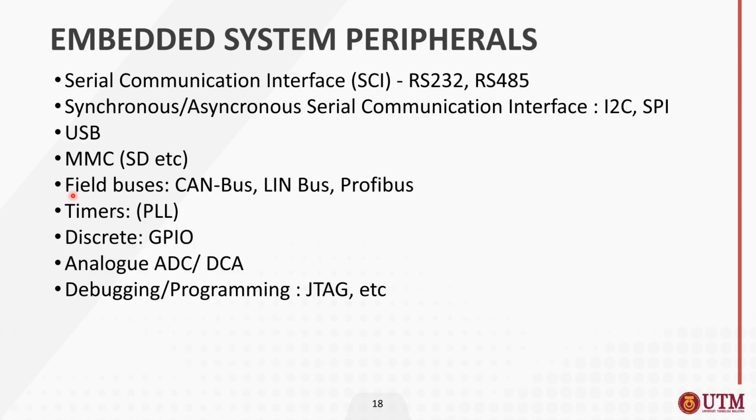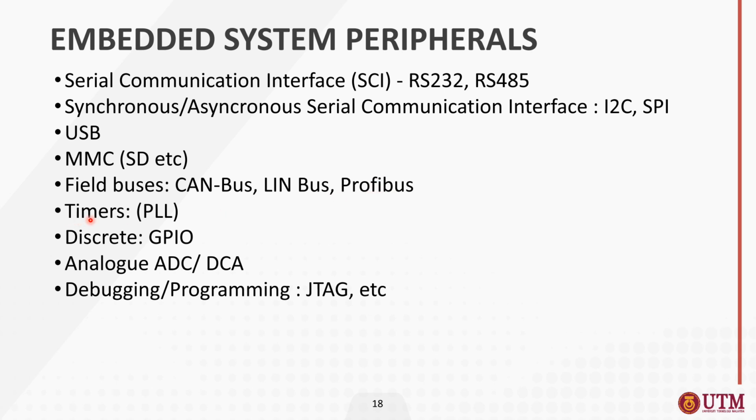Alright, so next is embedded system peripherals. Peripherals are the things that you connect to your embedded systems. In terms of communications, you can have several communication interfaces. For example, serial communication interface, RS232 or RS485. You can also have synchronous or asynchronous serial communication, for example I2C or SPI. You can also connect via USB, or via MMC, for example your SD cards. Sometimes your embedded system also provides field buses, CAN bus, LIN bus, or Profibus.